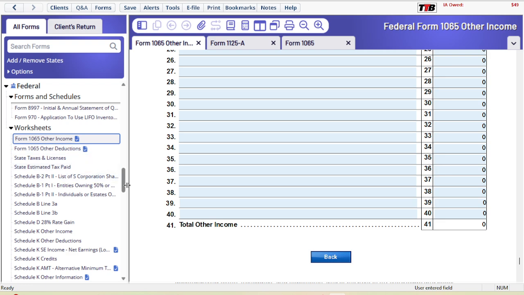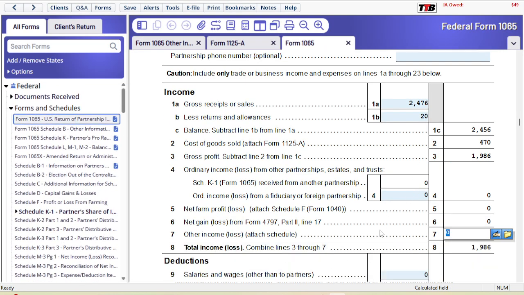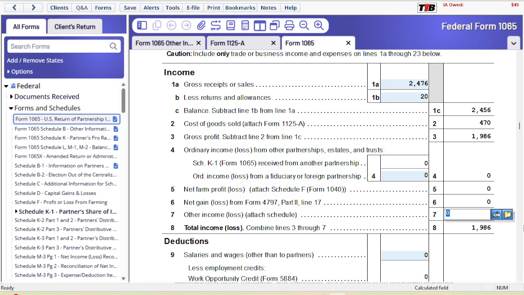So let's go back. Okay, we are still in the income, so that makes sense. Other income or loss, that is where that will go. So 1099s will go there, and that way it will show up under other income for you, and this will give you your total income or loss. And here is 1986 for this example.